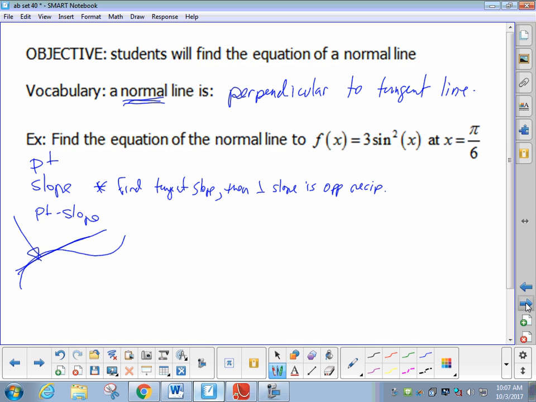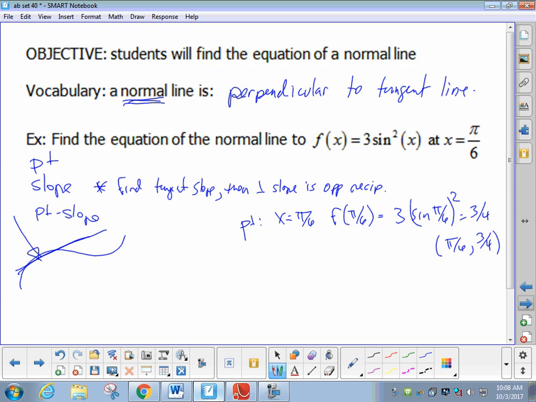So it's got that one little extra step in there, and other than that, it's pretty much the same. So let's do this example. Find the equation of the normal line to 3 sine squared x at x equals pi over 6, no calculator. The point is obviously x equals pi over 6, but we need the y of that. I'm going to rewrite this as 3 times sine of pi over 6, all squared. What's sine of pi over 6? 1/2, and squared times 3 is 3/4. So the point that we must pass through is pi over 6, 3/4.